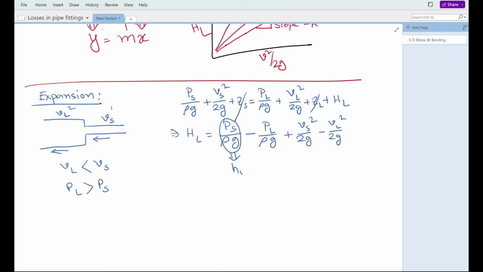Again, this one is H1 and this one is H2. So delta H plus VL square minus Vs square by 2. Again you will get H1 and H2 from the calculation, from the piezometer, the manometer, right? And take the difference between 1 and 2.